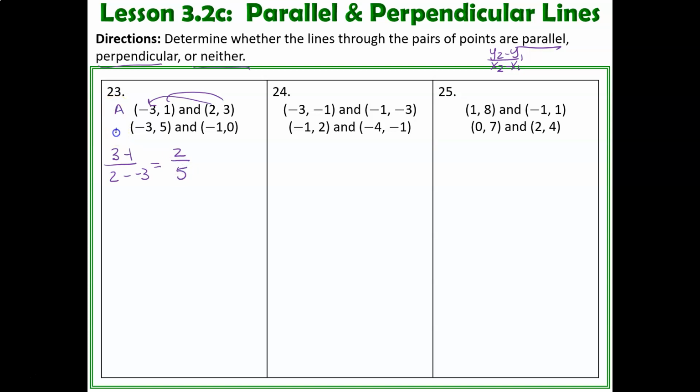Let's label them A and B. Now I have 0 minus 5 over negative 1 minus negative 3, which gives me negative 5/2. So they're flipped over, and one's negative, so they're negative reciprocals. So these are perpendicular.